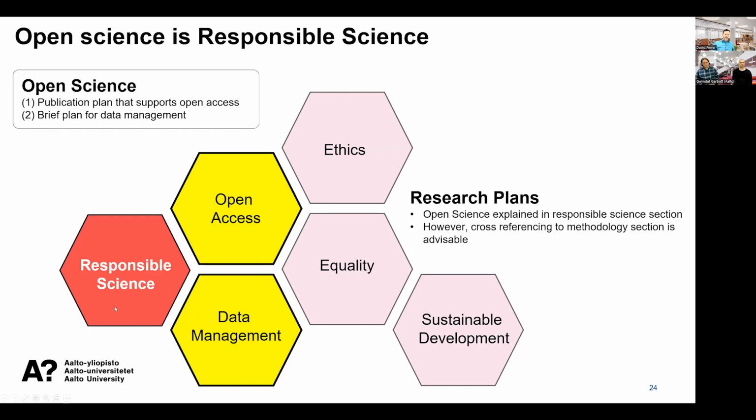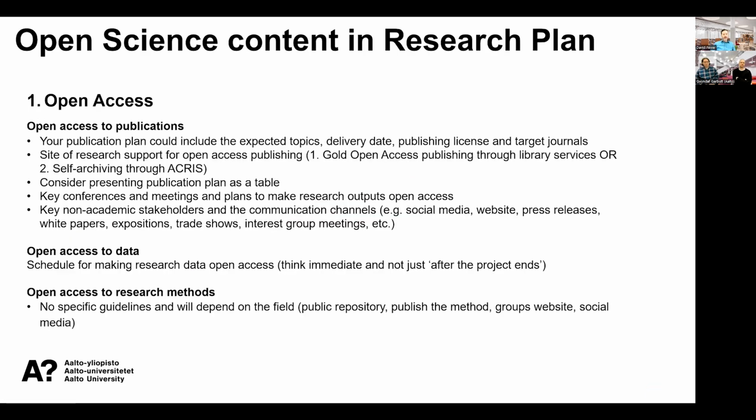So right now we are not considering all of responsible science, but just open access to research publications and data management. So in the open access section of the responsible science section, you could, for example, outline a publication plan. You could indicate expected topics, delivery date, the publishing license that you're going to use. You heard a little bit about that from Eva, and the targeted journals. You could indicate the size of research support for open access publishing. You cannot use hybrid models, as you've heard, but gold open access publishing through library services and self-archiving possibilities, for example, through ACRIS, would be good to indicate.